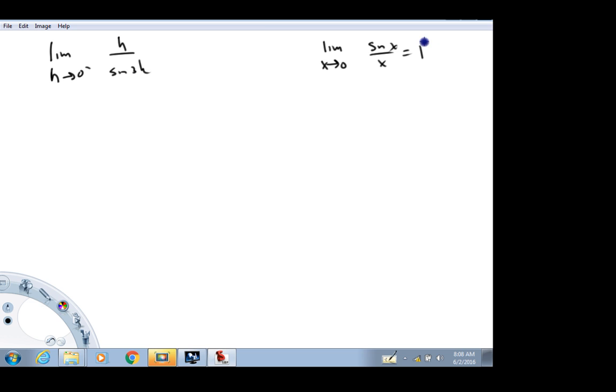In order to use this concept, we need this and this to be the same. So if this is sine of 3h here, this needs to be a 3h right here. Right now it's not a 3h, but it's pretty easy to modify this so it is. I'm just going to go ahead and multiply this by 3, and then over here I'll divide by 3. Since I've multiplied by 3 and then divided by 3, I haven't changed anything.